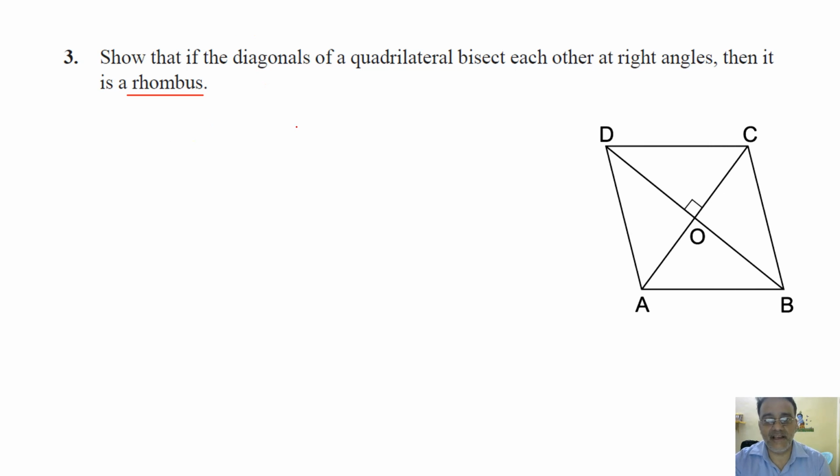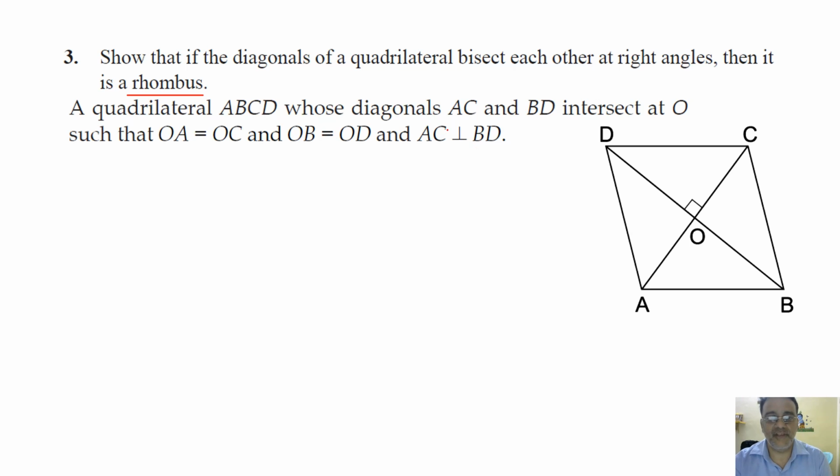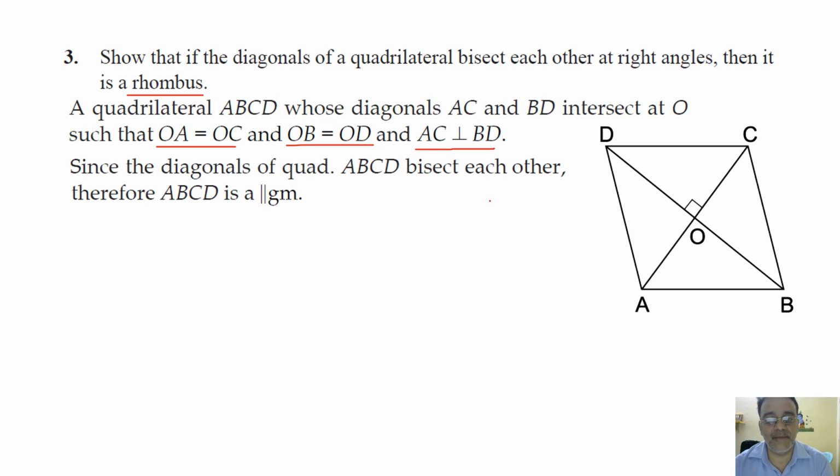For parallelogram, we know that a quadrilateral is a parallelogram if its diagonals bisect each other. We did this theorem just now, okay. So quadrilateral ABCD whose diagonals AC and BD intersect at O such that OA is equal to OC and OB is equal to OD and AC is perpendicular to BD. Now since the diagonals of quadrilateral ABCD bisect each other, therefore ABCD is a parallelogram. First part over. Any doubt in first part? No, sir. Okay.